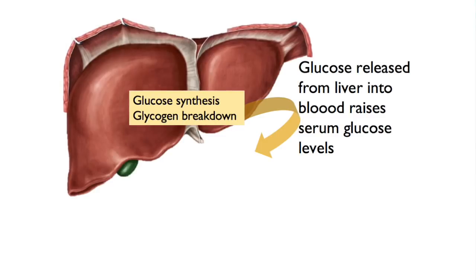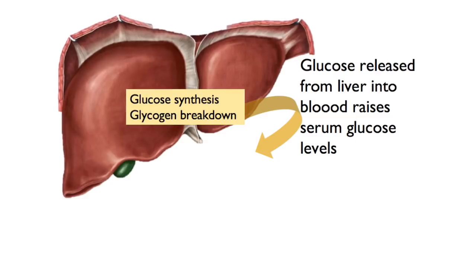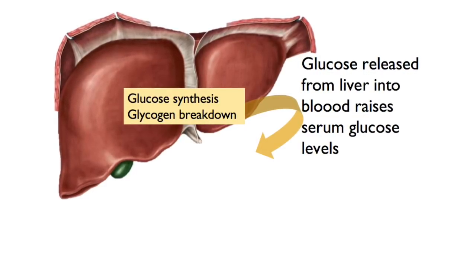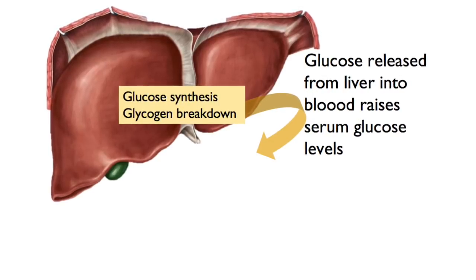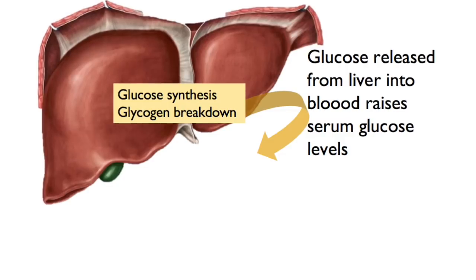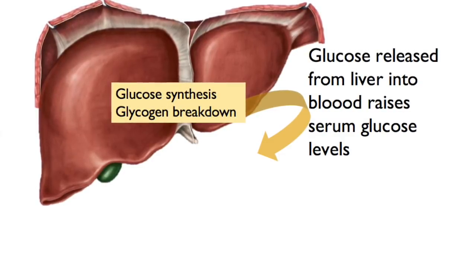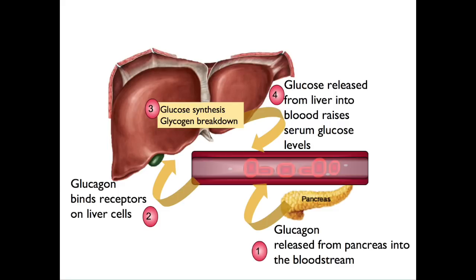And so the organ that generally does this is the liver. The liver does this by making glucose from non-carbohydrate sources and also by breaking down glycogen to release glucose into the bloodstream. And so the signal that glucose levels are low has to be received by the liver somehow. Well, this happens through the action of a hormone called glucagon that's released from the pancreas when serum glucose levels are low. So glucagon enters the bloodstream.